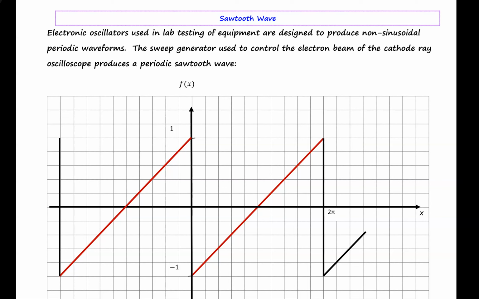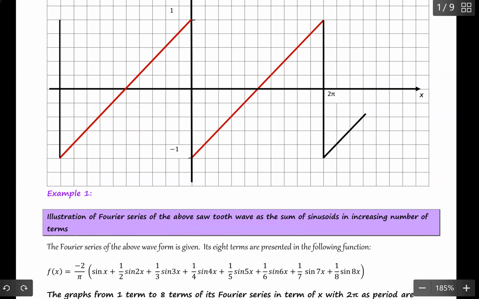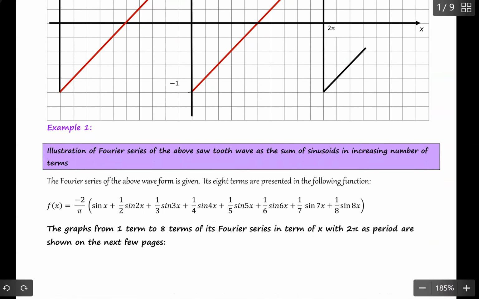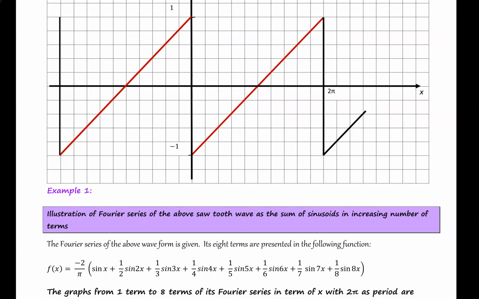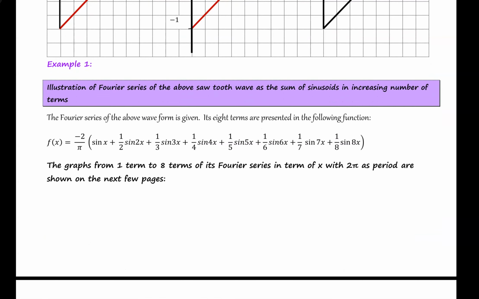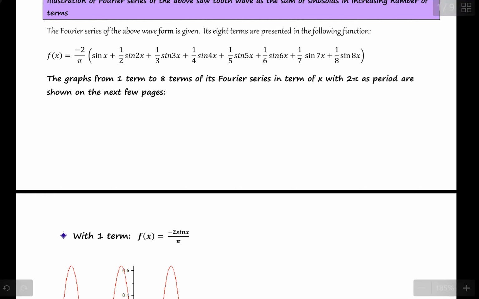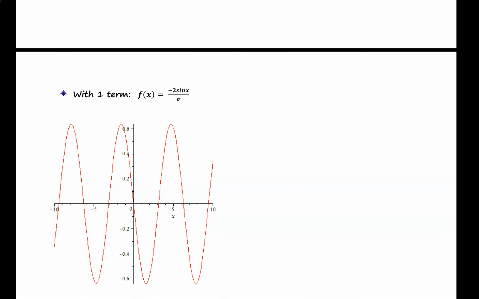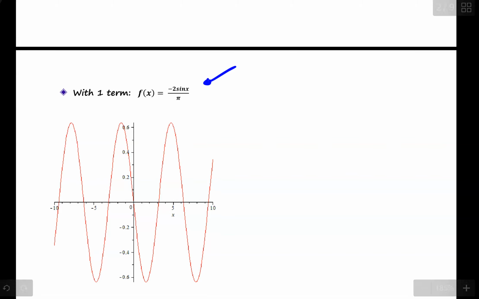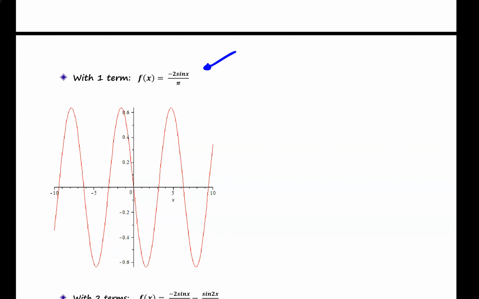So let's take a look at that on the next page, where I illustrate to everyone how this sawtooth wave is the sum of all of those sine curves, or the sum of all the sinusoids. Okay, so take a look at this. I only have one term in this case. f(x) is equal to negative sine x divided by pi. So in this case, I only have one sine curve like this.